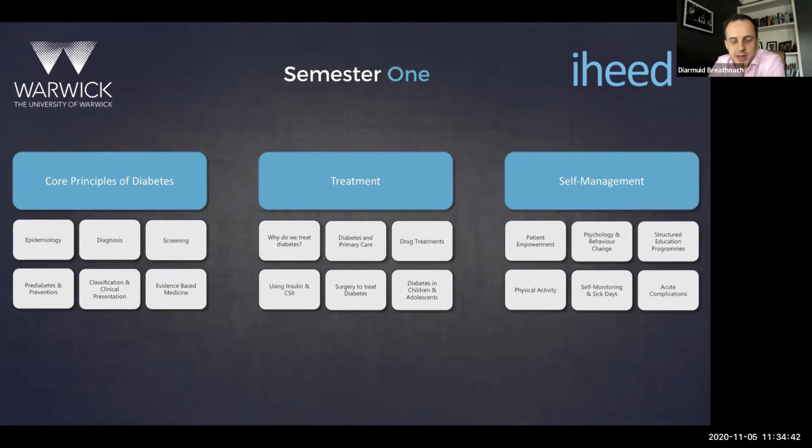But no, I think in terms of setting the scene as to the need for greater expertise in diabetes, particularly within primary care, I think that was a wonderful overview.